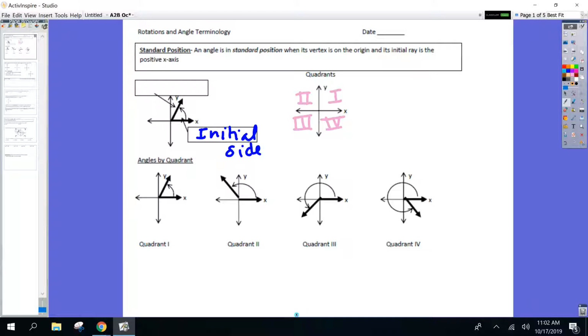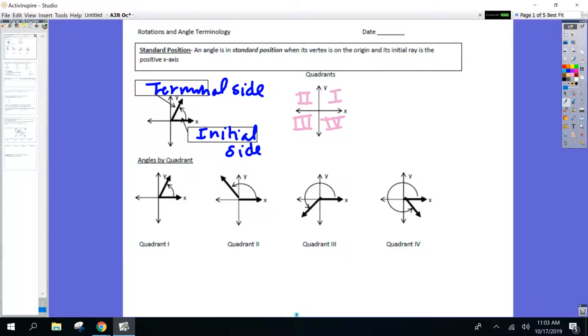Okay, always. You will always have the initial side on the x-axis. The other side, though, depends on the angle measure. That's called the terminal side. That could be in any one of the quadrants. So does everybody see an angle in quadrant 1, quadrant 2, quadrant 3, and quadrant 4?